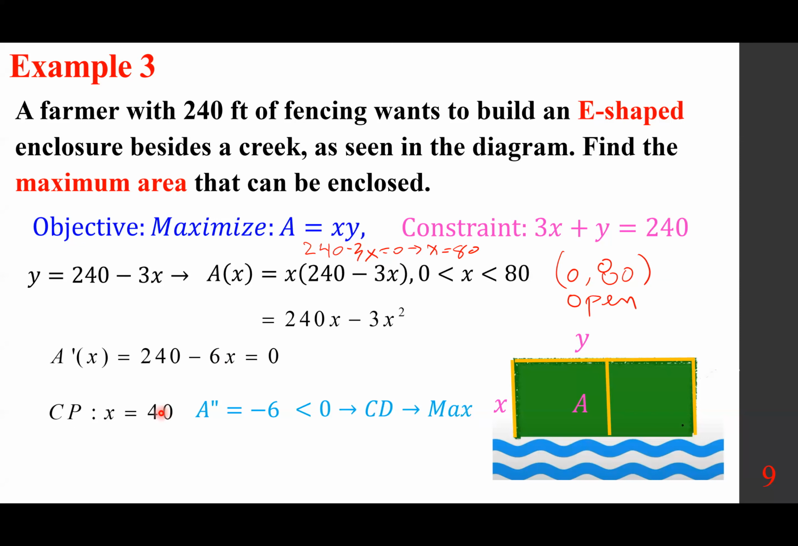So we are going to put the 40 here, 3 times 40, and that's 120, subtracted from 240 becomes 120. So we have all the dimensions. Their product is the area, which is 4,800 square feet.